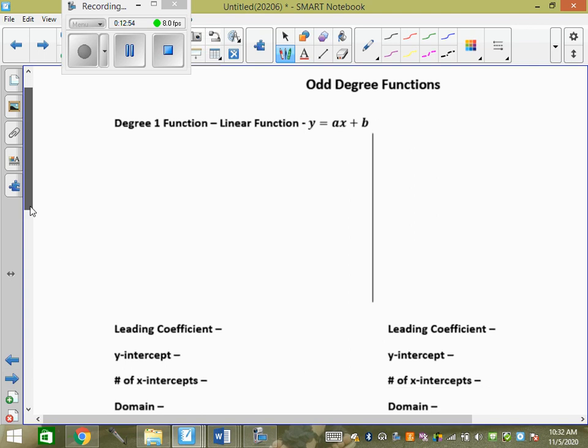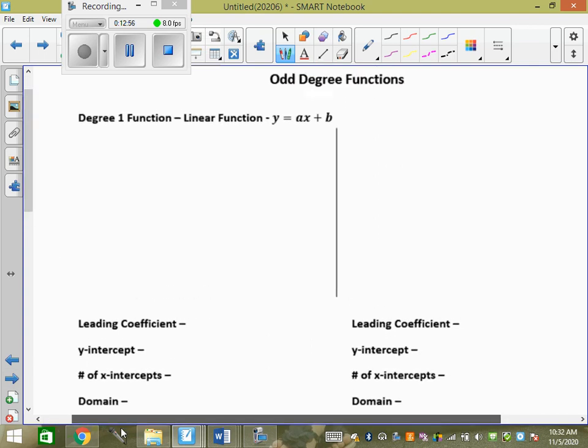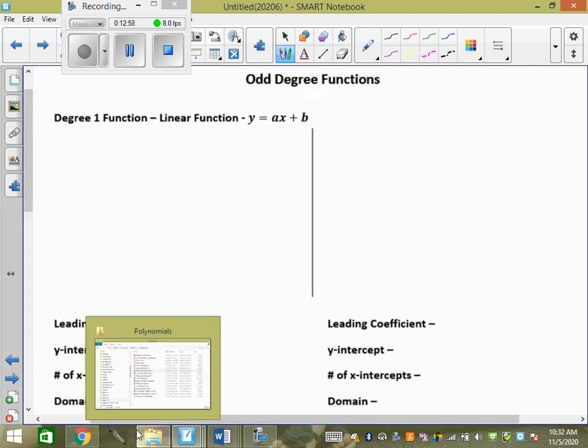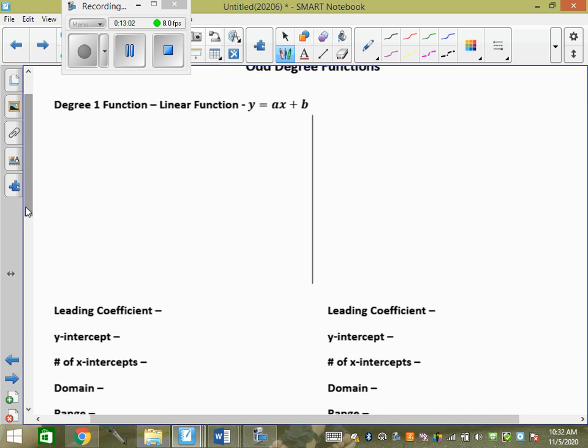Okay, this is where I'm going to need your undivided attention because this is a big learning day, and it will make your life so easy on this unit test if you pay attention. So we have a linear function. We have y equals ax plus b. Okay? I'm going to give you y equals negative 2x plus 6.